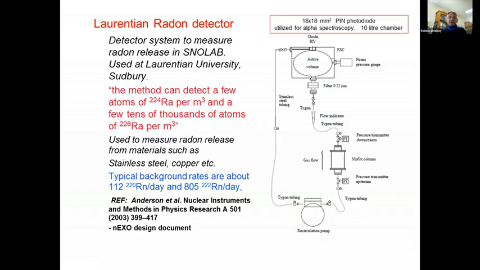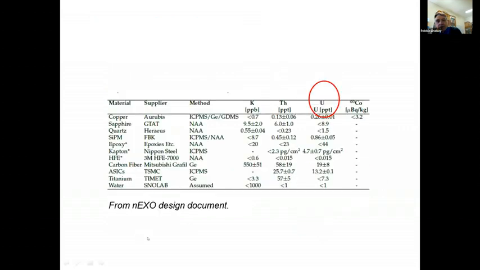And this is mainly used for radium, or from looking at the radon release from things like stainless steel and copper. It turns out that copper is one of the biggest problems, that nobody makes copper which doesn't have some radium in it. And the count rates which they're talking about are again like 100 radon 220 thoron atoms per day, or 800 radon 222 atoms per day. Again, there have been several publications. Here's one by Anderson et al., which discusses this. There's a lot of discussion in the NEXO design document as well on this.